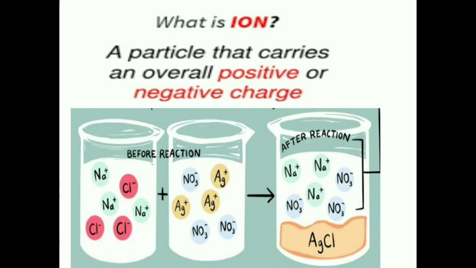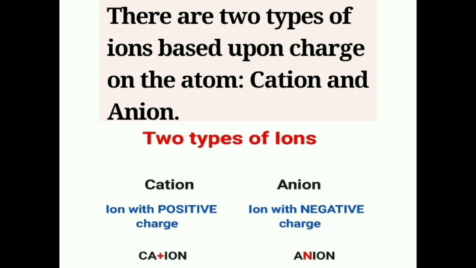A particle that carries an overall positive or negative charge is called an ion. For example, sodium ion, chloride ion, silver ion, and so on. There are two types of ion charge on the atom: cation and anion. A cation is an ion with positive charge, and an anion is an ion with negative charge.